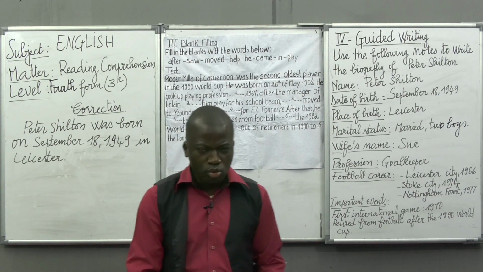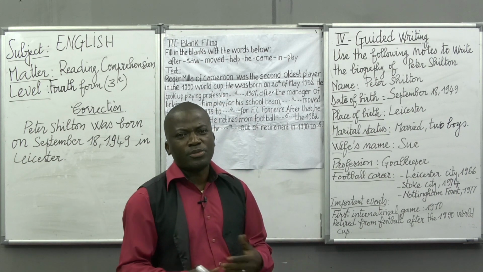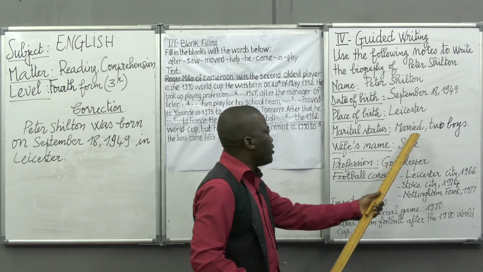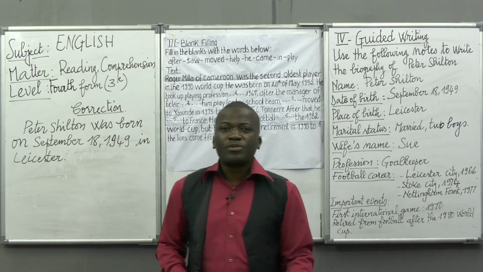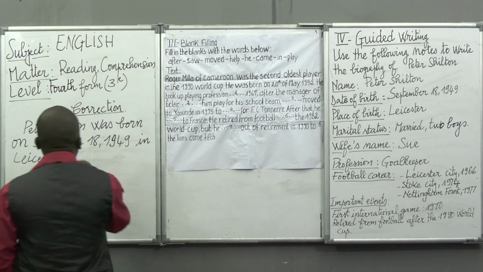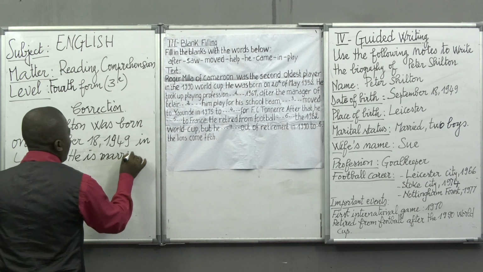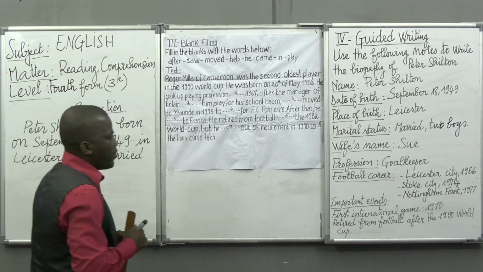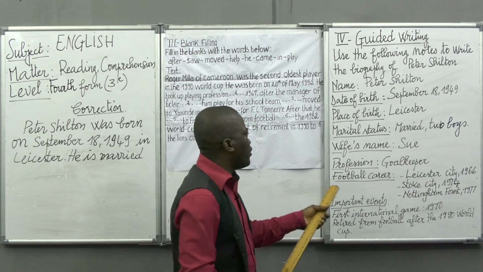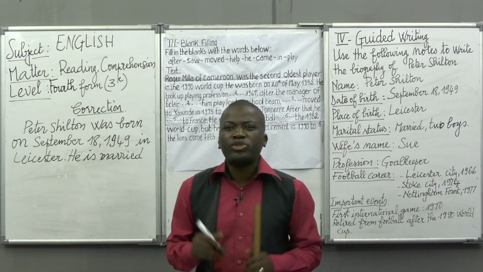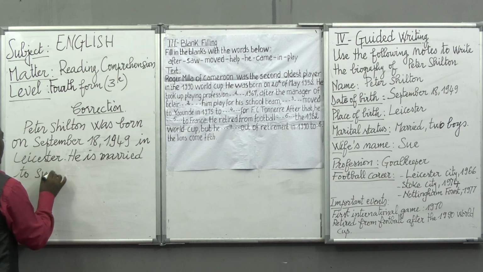Marital status. Good. Marital status is to know if he's single or if he's married. But here it is said, married, 2 boys. He is married with 2 boys. Then, he is married. That's what we have to say. He is married. Tell me, what is the name of his wife? The name of his wife is Sue. Then we say, he is married to Sue.